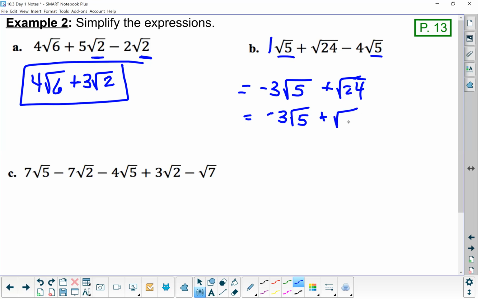So the square root of 24 is the square root of 4 times the square root of 6, because 24 divided by 4 is 6. I have negative 3 root 5 plus the square root of 4, which is 2, square root 6.